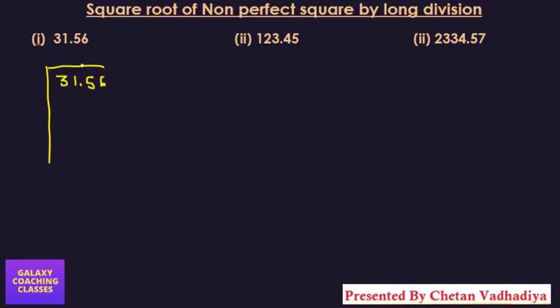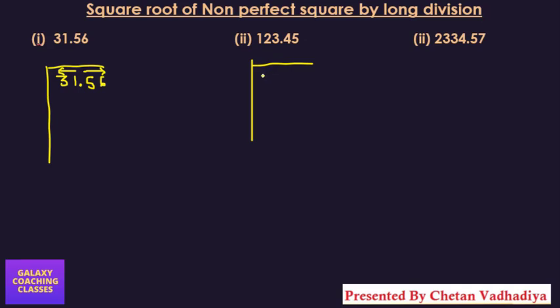So what you need to do? First you need to make pairs. After the decimal you need to go in this direction, and before the decimal you need to go in this direction, but you need to make pairs. If you have a single term at first, then it's okay. Let me make it a little clearer.